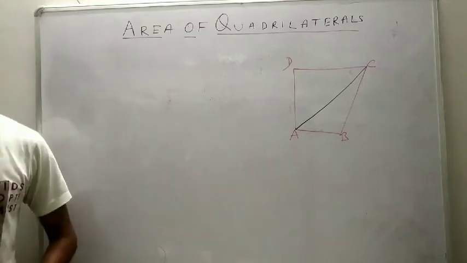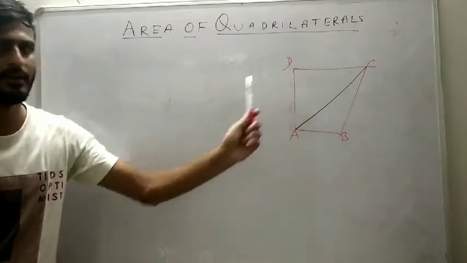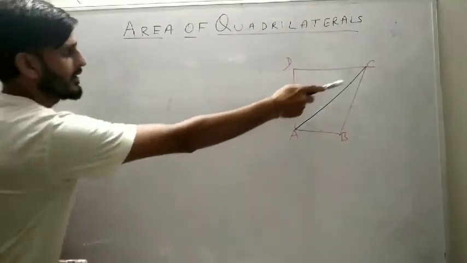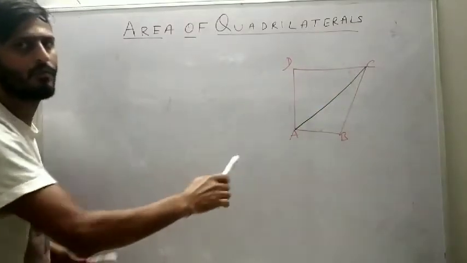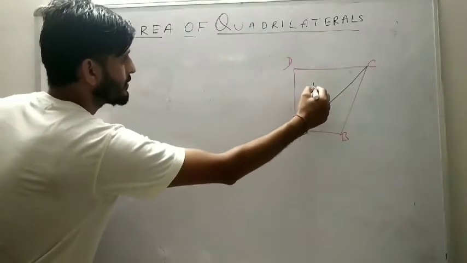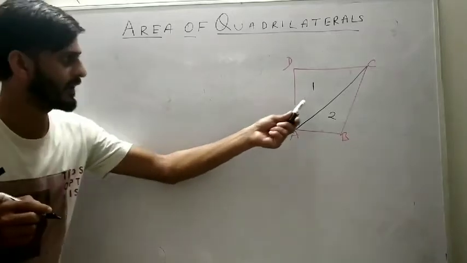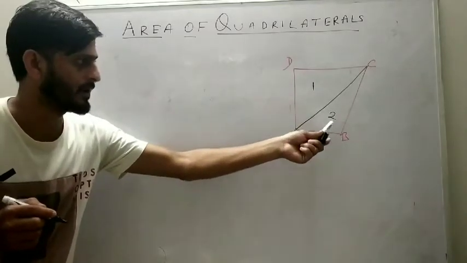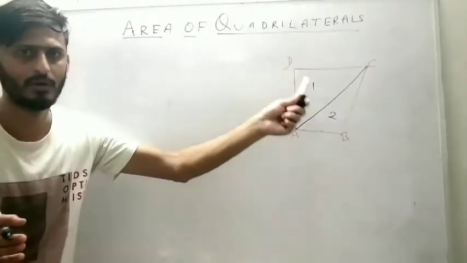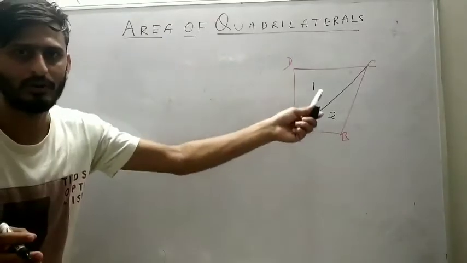Now students, if you want to find the area of this quadrilateral ABCD, how will we find it? This AC is one of the diagonals of this quadrilateral, and this diagonal divides the quadrilateral into two parts, 1 and 2. If we find the area of the first part and the second part and add the two areas, then we will get the area of the whole quadrilateral. This is the simple concept behind finding the area of a quadrilateral.